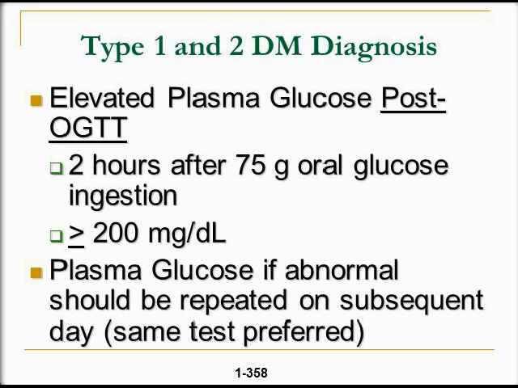Now, if you get an abnormal reading, if the patient is symptomatic, you can probably diagnose him right away. But if the patient's asymptomatic, they would usually recommend to get another reading on another subsequent day, usually the same test. It's not mandatory. You could get an A1C, you could get a fasting, and probably diagnose the patient with type 1 or type 2 diabetes. But that's the recommendations.